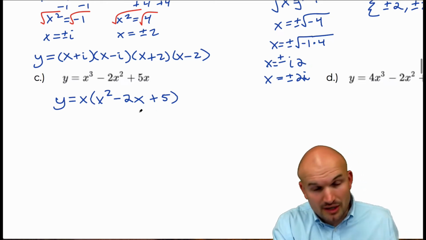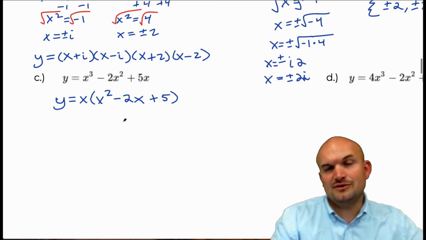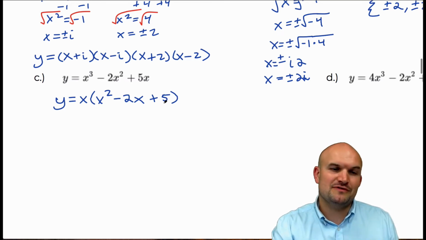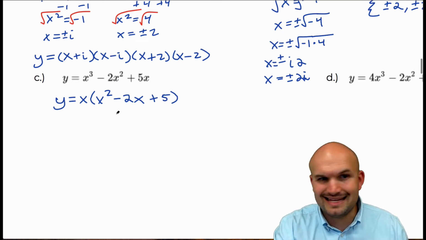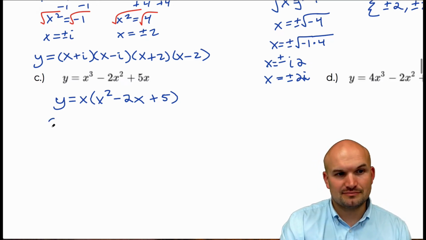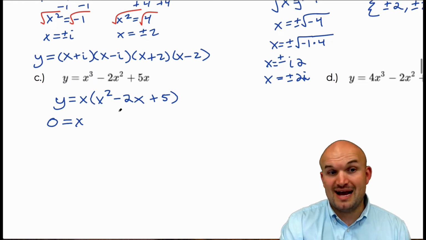All right, now I look, okay, well, now this is factorable, right? Let's go and do the factoring. And then it's like, crap. What two numbers multiply to give you 5 and add to give you negative 2? That doesn't exist.